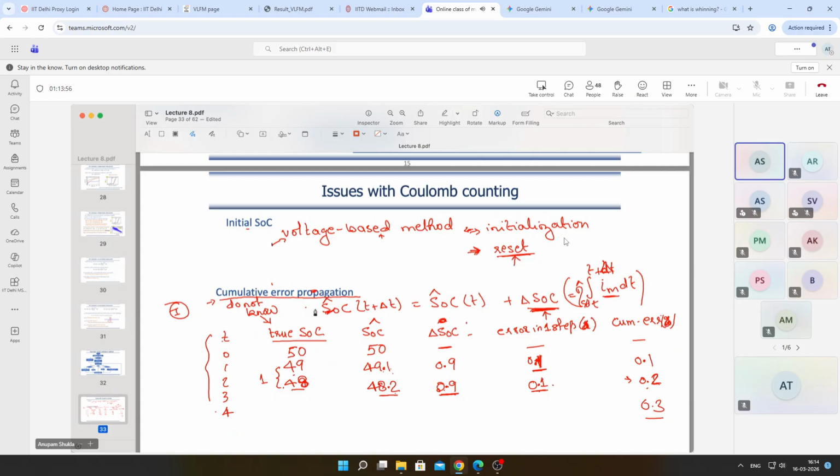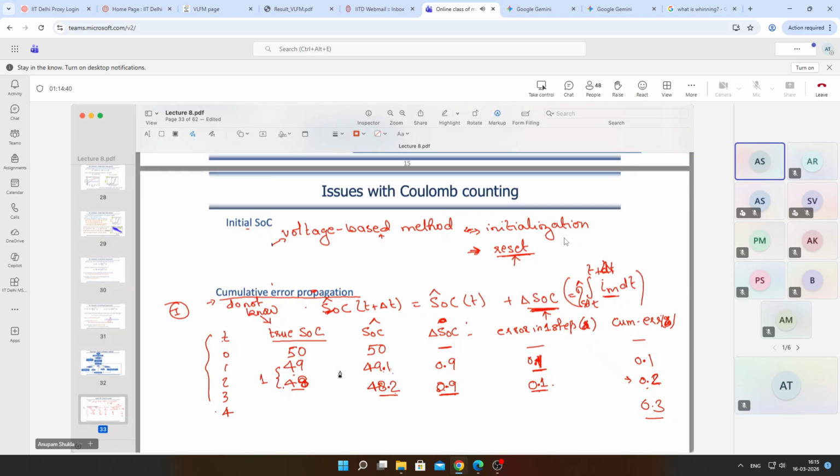Then there are SOC estimates that we are actually making. At time t equal to 0, let's say the method, by voltage-based method or by hook or crook, is able to get the true value of SOC. At time t equal to 0, the SOC available to the method is also 50. So there is no error in the SOC, and that is what is meant here: delta SOC is 0. Error in this step, of course, there's no step here. And the error accumulated from time t equal to 0 is a dash. Those are trivial things.